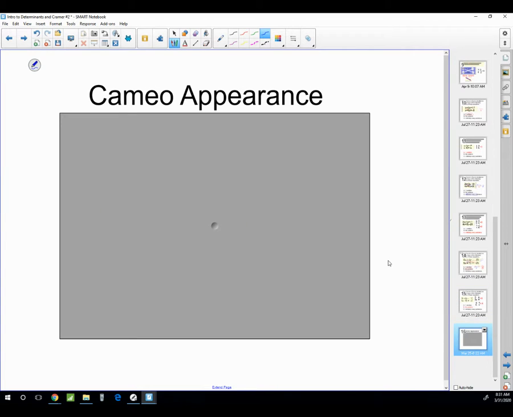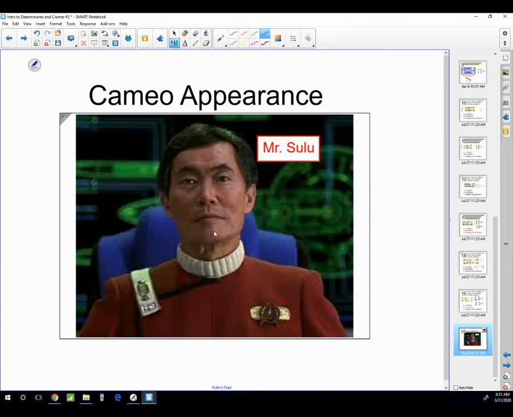Let's do our cameo appearance real quick, though. The cameo today is Mr. Sulu from Star Trek. Man, that makes me want to go watch Star Trek 4. I believe that's from Star Trek 4.